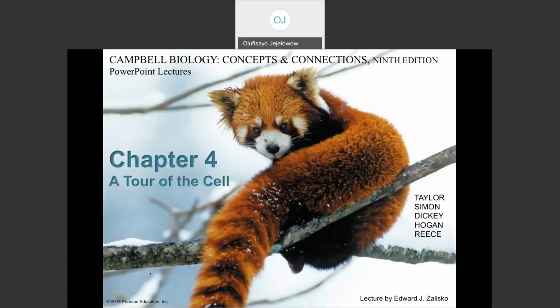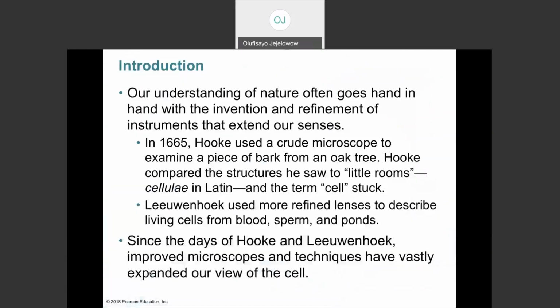And now, in this chapter, we take a tour of the cell. Our understanding of nature often goes hand in hand with the invention and refinement of instruments. The instruments help to extend our senses. For example, microscopes allow us to see many of the organelles in a cell that we couldn't see with our naked eye.